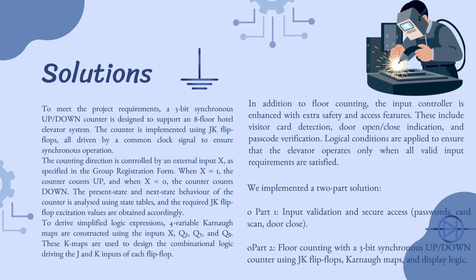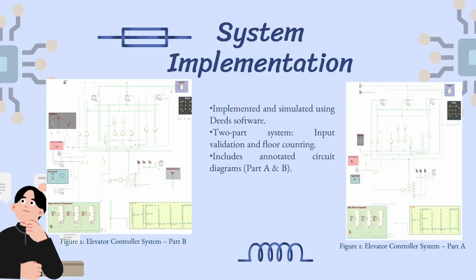We implemented a two-part solution: Part one: input validation and secure access; Part two: floor counting with a 3-bit synchronous up-down counter using JK flip-flops, Karnaugh maps, and display logic. As for the system implementation, the system was implemented and simulated using DEEDS software. In Figure 1, Part A is the simplified system and Part B is the enhanced version.